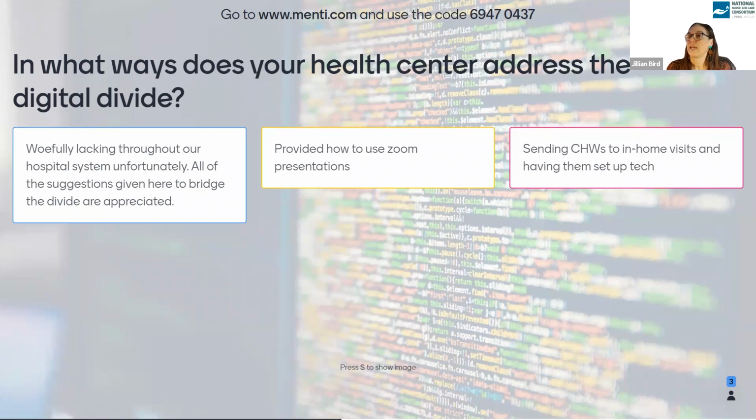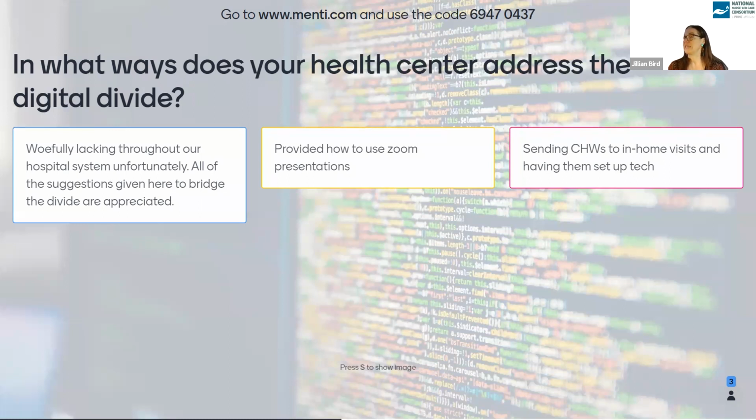Woefully lacking throughout our hospital system, unfortunately. All of the suggestions given here to bridge the divide are appreciated. Okay, provided how to use Zoom presentation. That's great. That's really important. You know, Zoom is sort of where we're existing these days. And I think if people aren't feeling like they can even speak the language, it definitely excludes them from the conversation. So giving that information is very helpful.